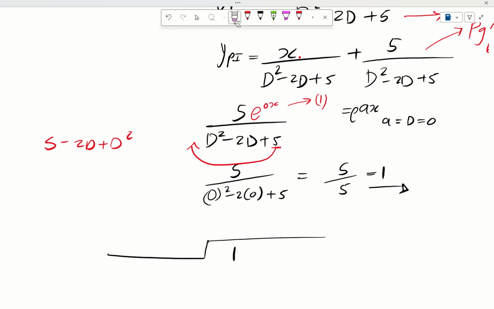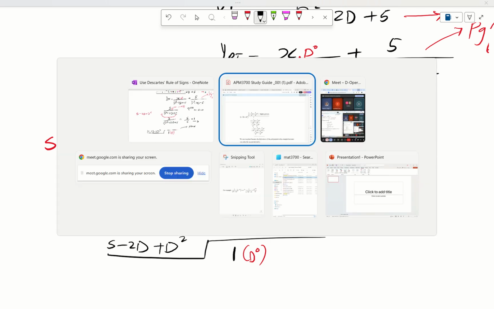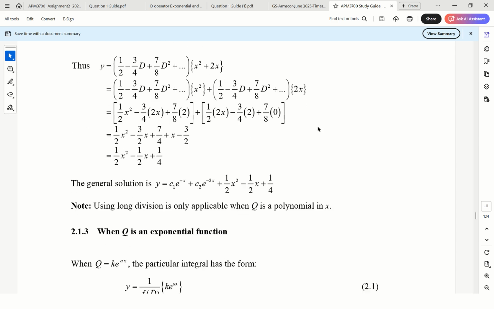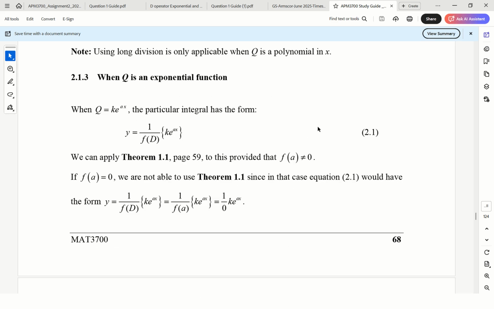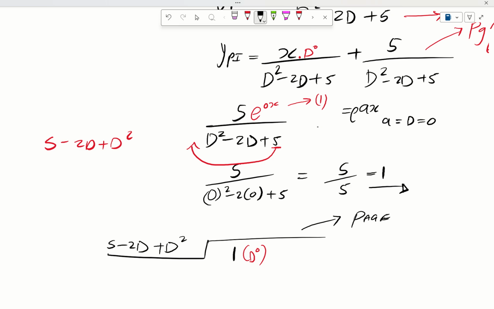Remember when you use long division, guys, it must be in the same form. They decided to put d to the power 0 so that everything can be in the form of d. Then I already explained the reversing. We write it this side plus d squared. To reference this one, it's on page 68.